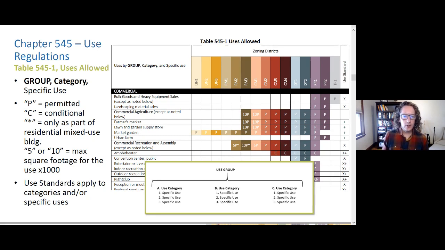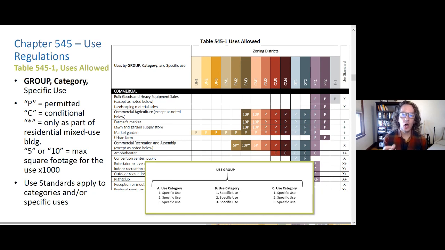What you see here is a screenshot of a new use table. It shows all districts and all the uses that are allowed in each. To navigate it, you need to understand a little bit about how uses are now organized in the code. Something that's new is we have major headings called groups. The example you see here on this page is the commercial use group. Within groups, you have categories. The ones shown here are bulk goods and heavy equipment sales, commercial agriculture, and commercial recreation and assembly.